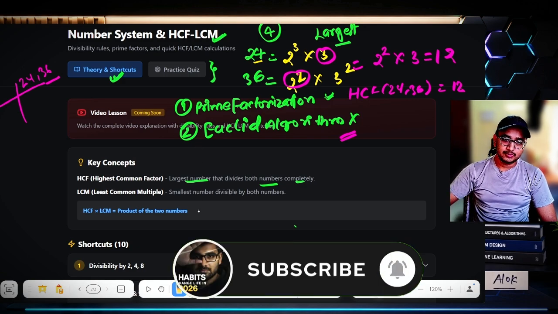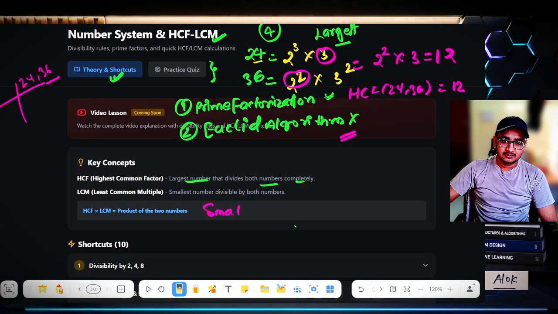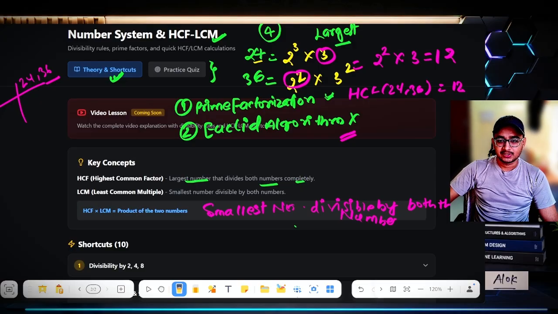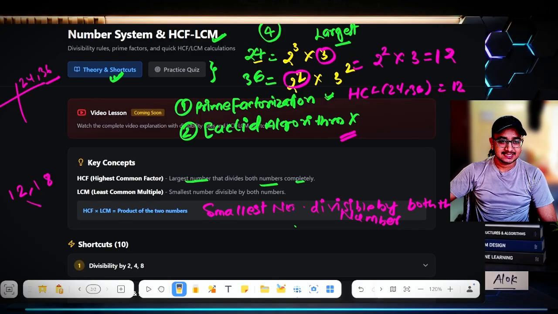For LCM, what you have to do is find the smallest number divisible by both the numbers. Let us assume you are given two numbers, that is 12 and 18. The smallest number that is divisible by 12 and 18 comes out to be 36.